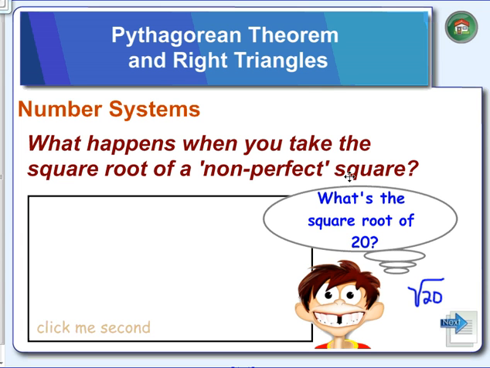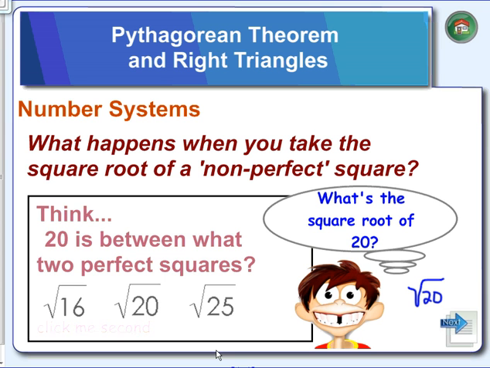Well, we know after looking at all our perfect squares that there is no perfect square for 20. So in this case, we have to think, what two perfect squares is 20 between? In this case, it's the square root of 16 and the square root of 25. So it's between 4 and 5. All right, now you can stop right there and you can actually say, well, my answer is between 4 and 5, if it asks you what they're between.